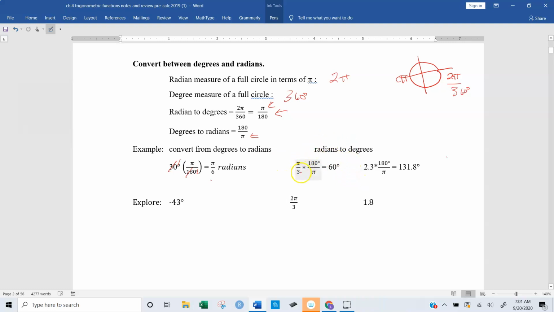So pi over 3, I want to get rid of pi this time, so I multiply by 180 over pi, so the pi's cancel. 180 divided by 3 is your 60. Okay, they have to tell you, because 2.3 is assumed to be a radian because it's so small, that it doesn't have to be. So if they say it's radians, you go 180 degrees over pi, you multiply across and divide, and you get 131.8 degrees. Your turn. Pause and do your work.